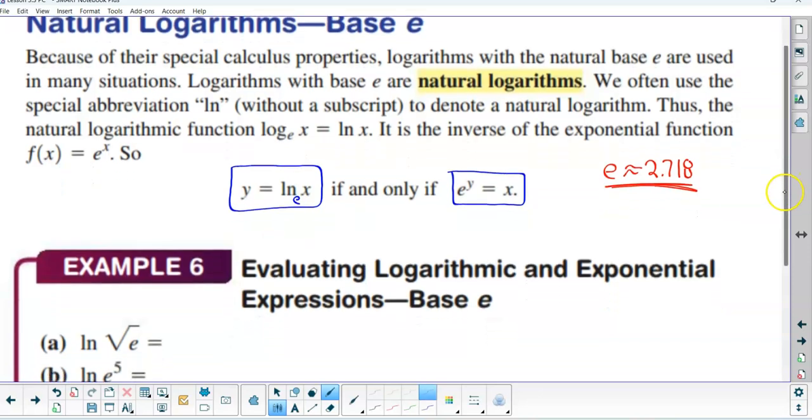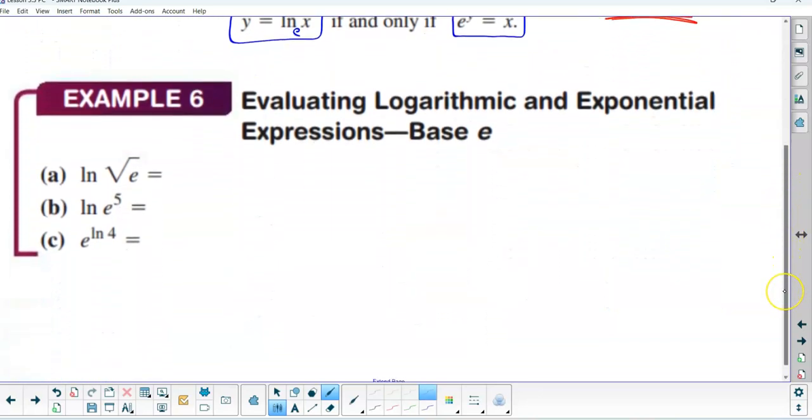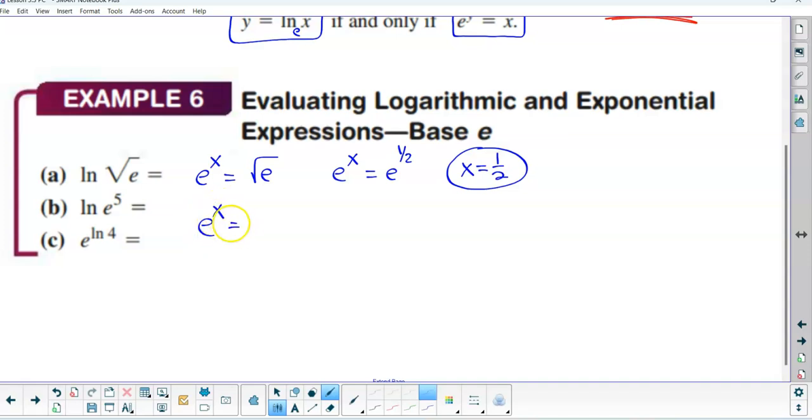So let's look at a few examples that involve natural logs. Again, it's the same thing as a log, it's just got a special base. So part A, we've got the natural log of the square root of e, and so this means the same thing as e raised to something equals the square root of e. Well, certainly the square root of e is the same thing as e to the 1/2, and so our result is in fact 1/2 on this problem. Part B, we'd have e raised to something equals e to the 5th. Obviously, same bases on both sides. Our result here is 5.